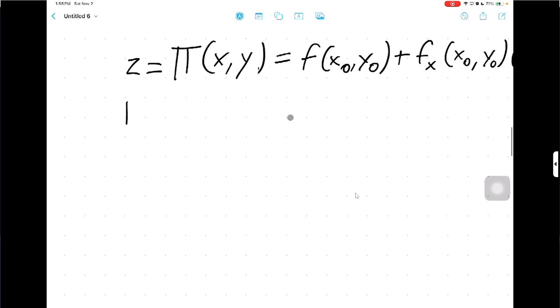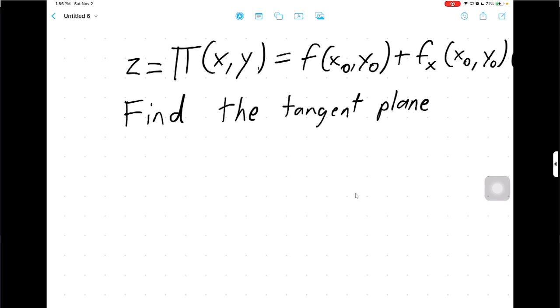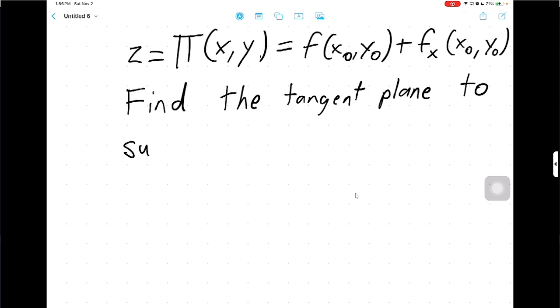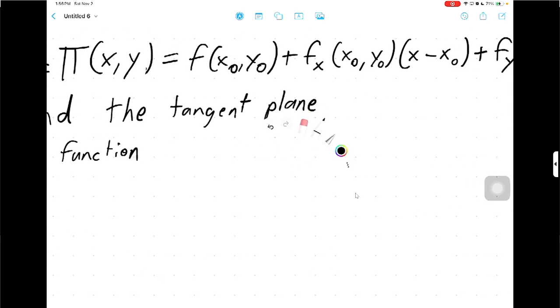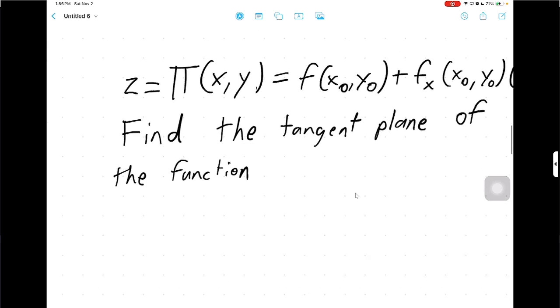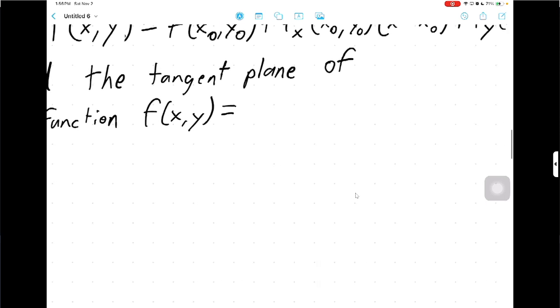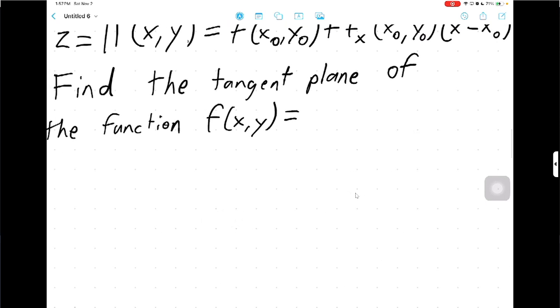So yeah, I'm just going to go through one example of this, and then we'll just move on to 4.5. Find the tangent plane to the function f of x, y is equal to, what's a good function to put? Good. I'm just going to use x plus y. I don't care.